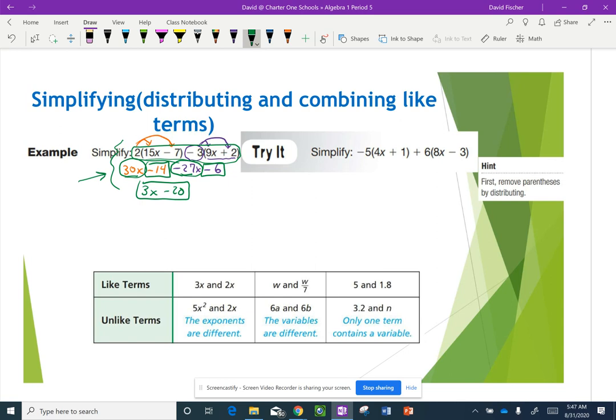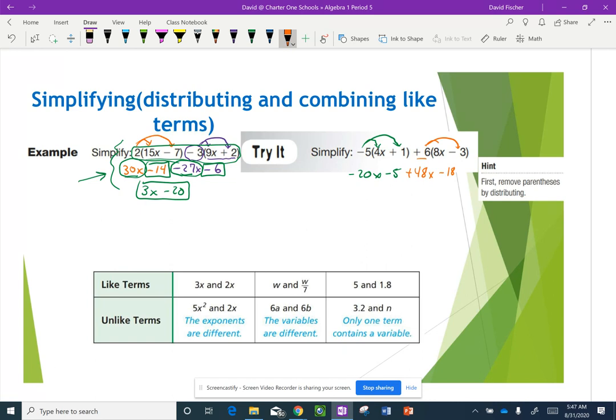All right, let's see how we did. Welcome back. Here we go. We got negative 5 times 4, so that's a minus 20 x's. Negative 5 times 1 is a minus 5. Let's come down here. 6 times 8 is 48. And 6 times a negative 3 is a minus 18.